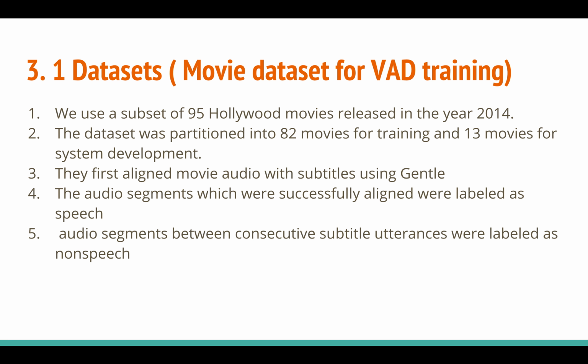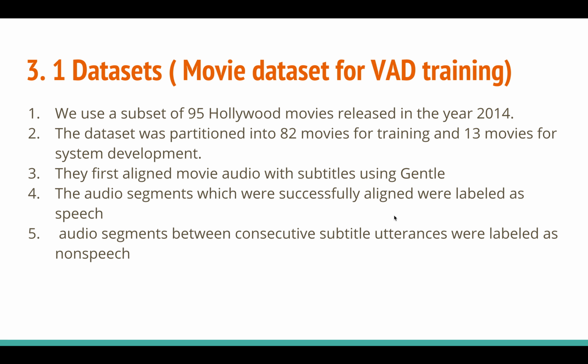So the weakly labeled data is obtained by taking 95 Hollywood movies released in 2014. So basically, these Hollywood movies will have transcripts, which are subtitles. The subtitles will have the timestamps, and it says from what time to what time there is spoken data, and so what we can do is we can simply use a forced alignment method, and we can get the speech part and non-speech part just by using these subtitles.